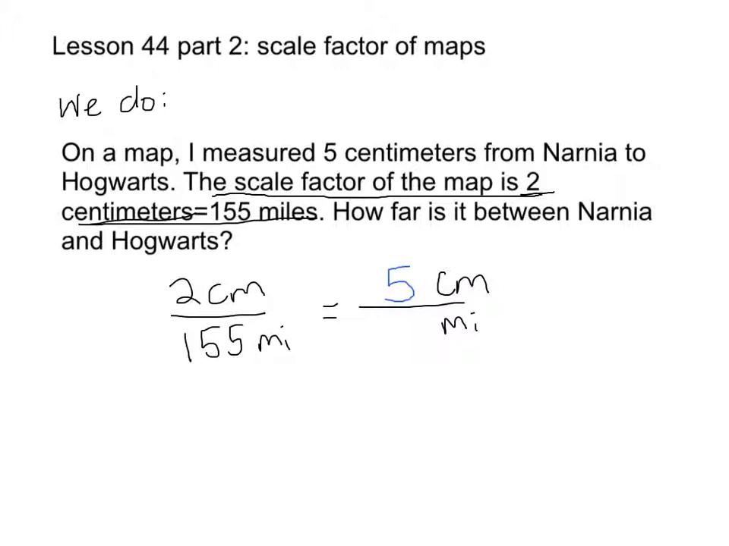And we want to know how far it is for real between Narnia and Hogwarts. So we're trying to find out how many miles. And we don't know, so when we don't know, we put X. Once you're here and once you have everything set up, the labels are here to help you set that up. But once it's set up, you can kind of just ignore them for a moment. So let's ignore them for a moment and let's do the math. Multiply the crosses. 2 times X is 2X. And 155 times 5, I don't know off the top of my head.